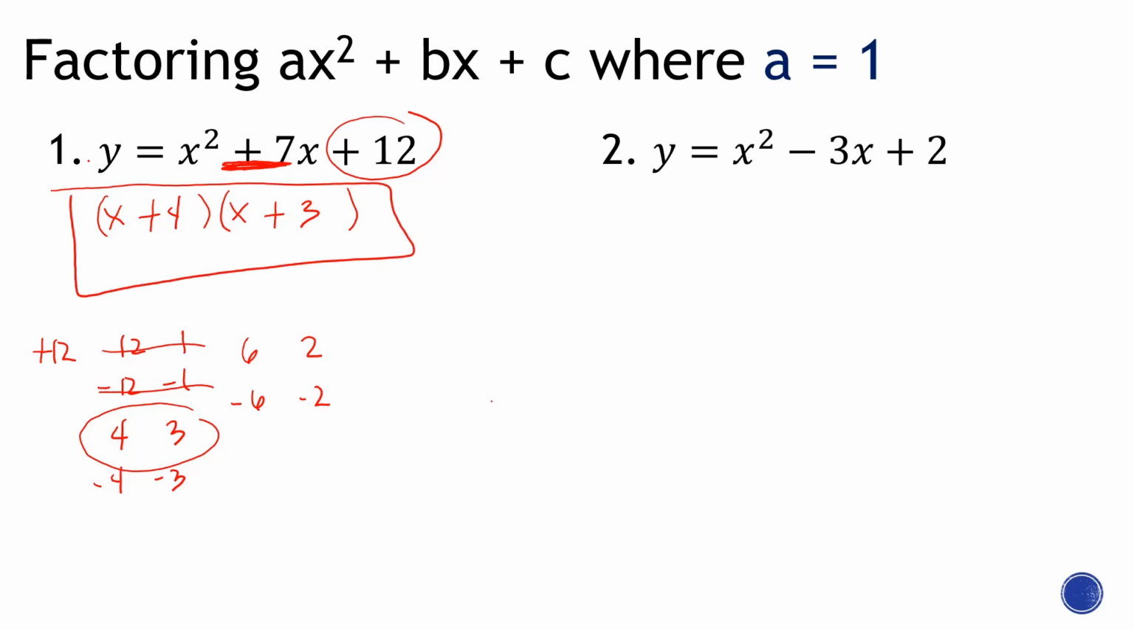If you check the last three pairs, the sums are 8, negative 8, and negative 7. What we want is positive 7. That's how you figure out the factors of a quadratic equation. Let's have the second one.